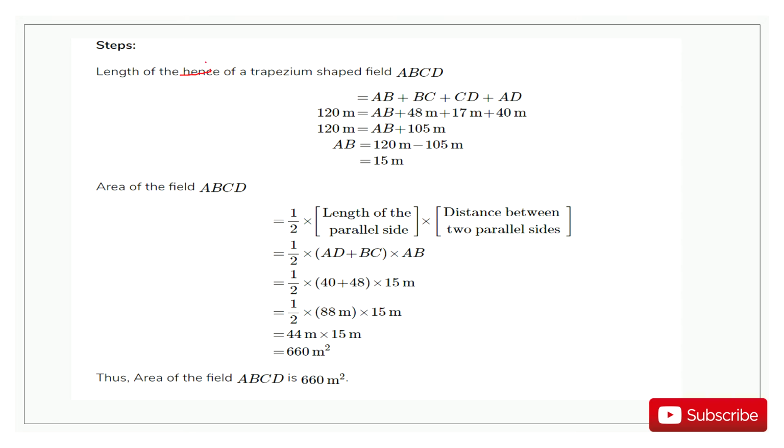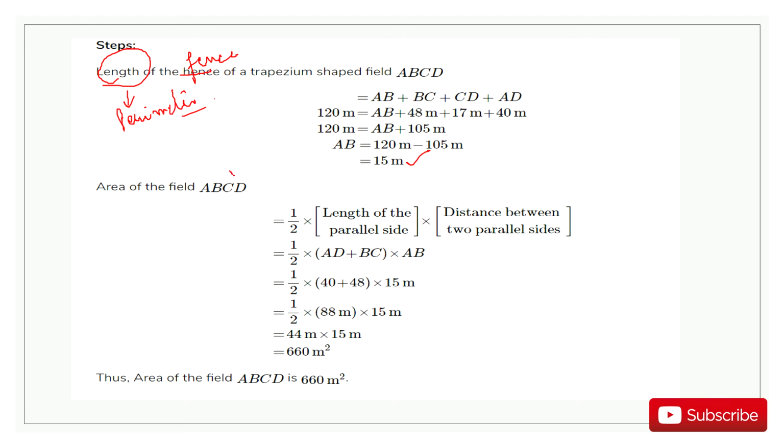Fence means this length is the perimeter, and perimeter means the sum of all the sides: AB plus BC plus CD. You put down the values and found AB to be 15 meters.